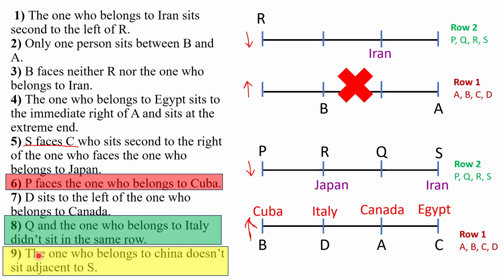Now the next is, the one who belongs to China doesn't sit adjacent to S, which means Q will not belong to China. So P will belong to China and Q will belong to the one country which is left, which is USA. I hope this is clear to everyone, how these clues are mixed, or you can say how these are interrelated with each other. Still, students, if you have any doubt, your queries are welcomed in the comment section. Now let's see the questions.